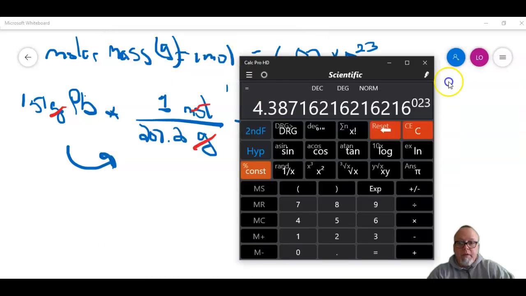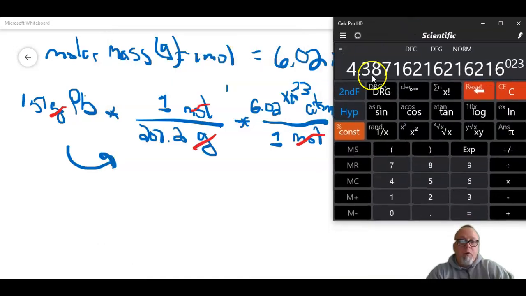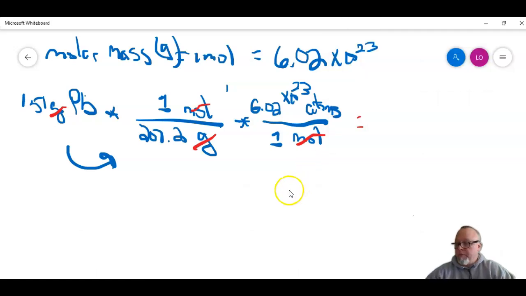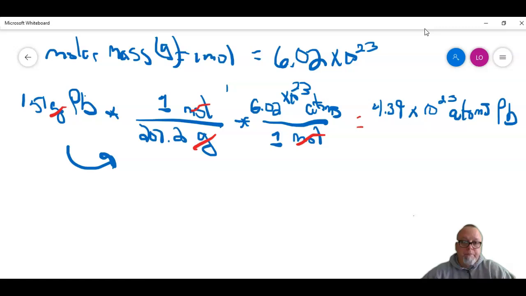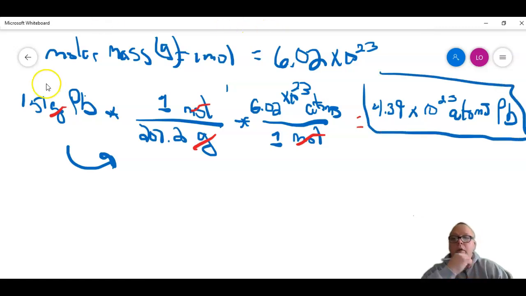What we're left with is 4.3871, and with 3 sig figs, that's 4.39 times 10 to the 23rd atoms of lead. So in 151 grams of lead, there are 4.39 times 10 to the 23rd atoms of lead.